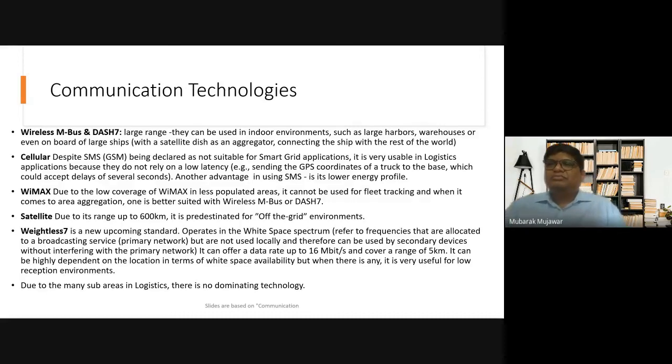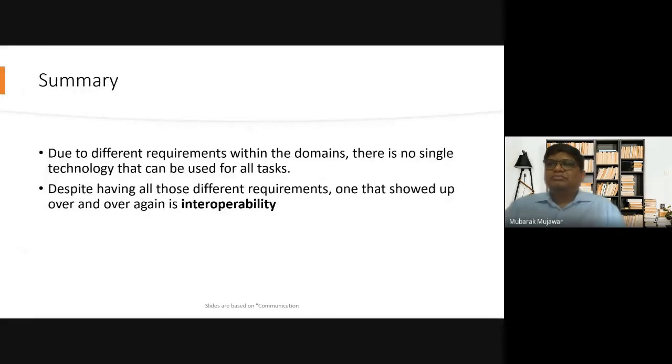Okay. So let us summarize whatever we discussed so far. We discussed 5 different application areas, and then we studied different communication technologies and their requirements. And we found that there is no single technology that can be used for all the tasks. So we have to use multiple communication technologies for a particular application.